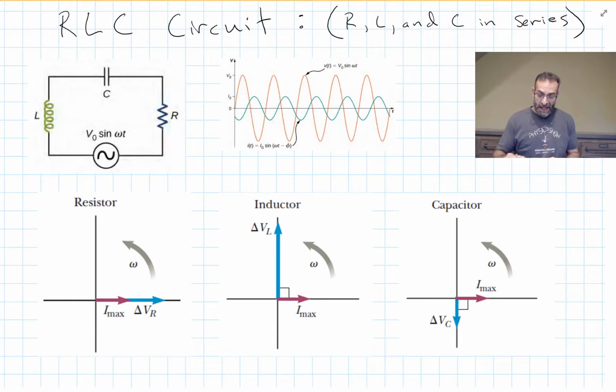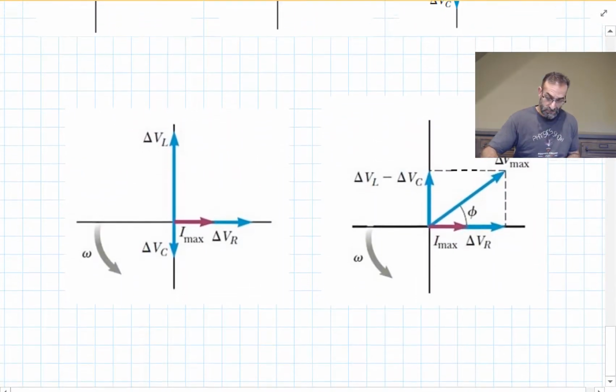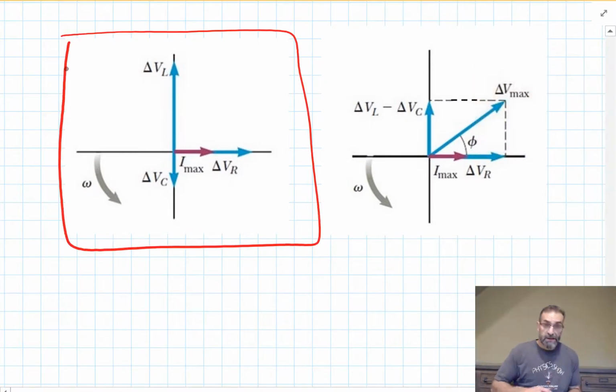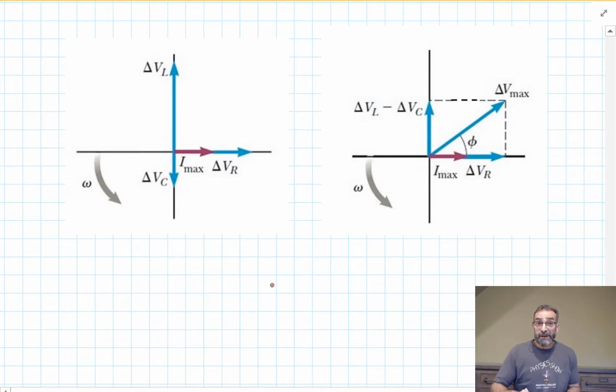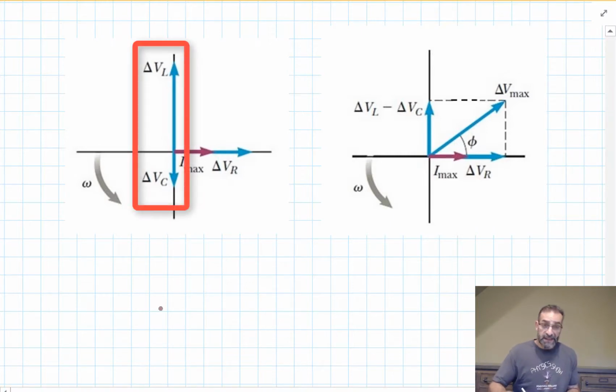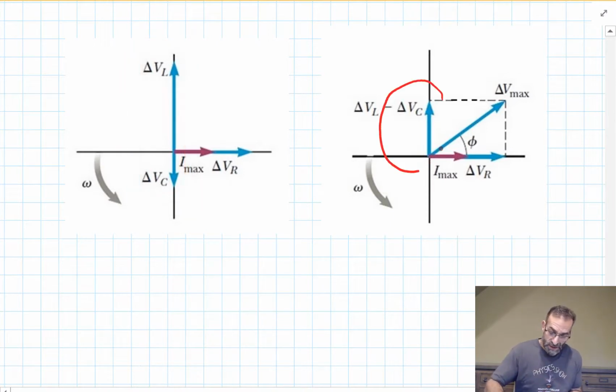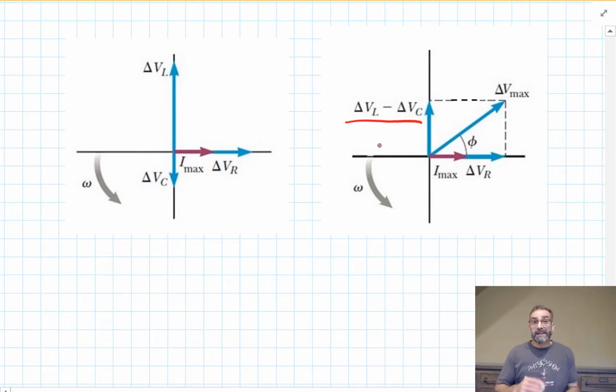So we can align the three current vectors, and when we do that, we get this phasor diagram on the left. All three currents align, so the current we can just leave the way it is. But these three voltages, we want to know the voltage at any given time. We can combine them into a single vector using simple vector addition. The inductor and the capacitor just point in opposite directions. So we could form a single vector here that's just the potential across the inductor minus the potential across the capacitor. And then we need to use vector addition to figure out what the sum of the last two are.